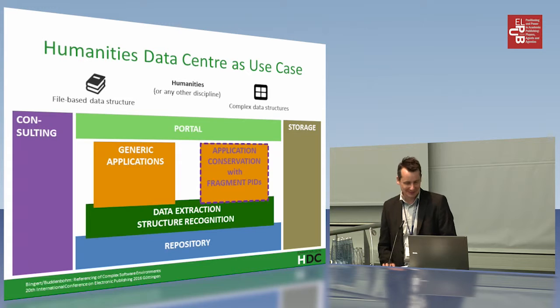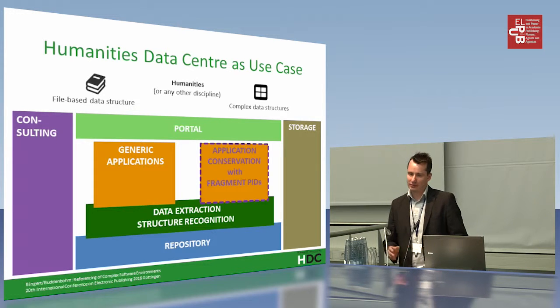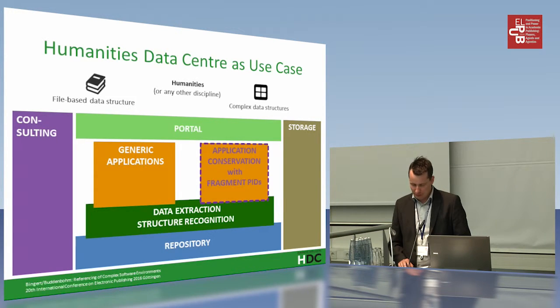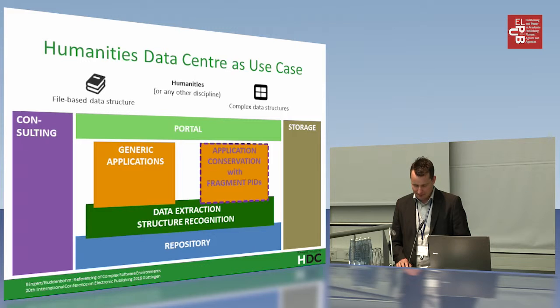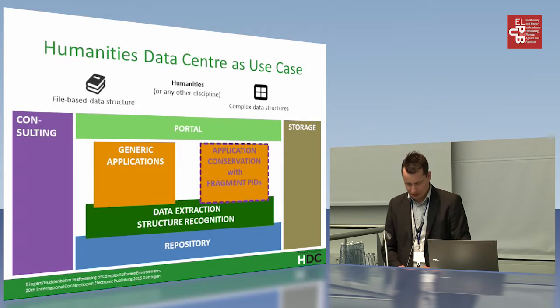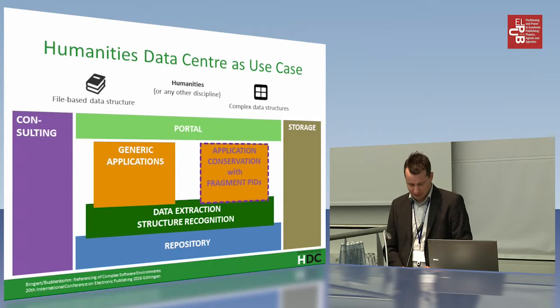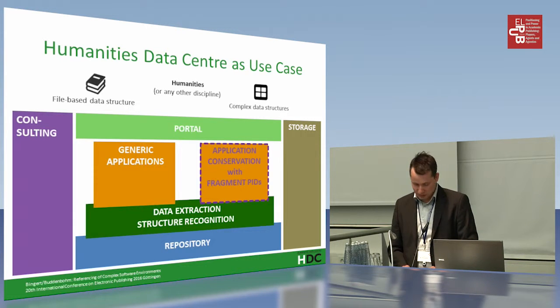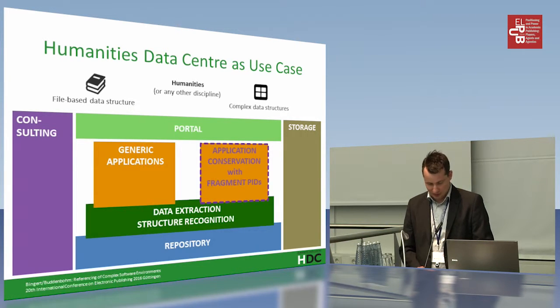And I will need not more than 5 minutes to show you how this specific technical solution is implemented within a data center. On this slide, you get an overview of the initial service portfolio of the Humanities Data Center as we have planned it during the design phase. And the service Sven talked about is encapsulated in the box application conservation. First of all, you have to keep in mind that we handle file-based research data and complex data structures. This is addressed by the services, as some of them are for file-based data, repositories for instance, whereas other services are aimed at complex data structures, such as referencing via fragment PIDs in the application conservation.